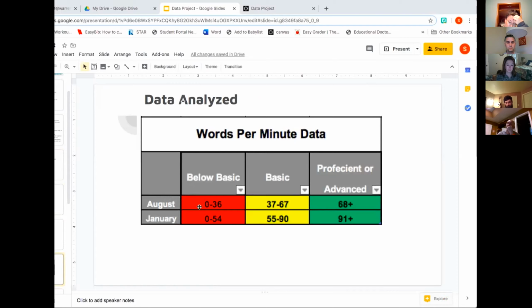So below basic in August is 0 to 36. In January, it's 0 words to 54 words in 1 minute. So in 60 seconds, that would be a below basic score if you score within those parameters. Basic in August is 37 words to 67 words. January is 55 words to 90 words. And again, these passages get harder each month. Proficient or advanced is 68 words plus in August, and January is 91 words plus to become proficient or advanced. So it's not easy. It is a challenge for all students.